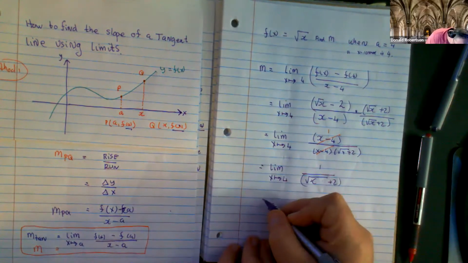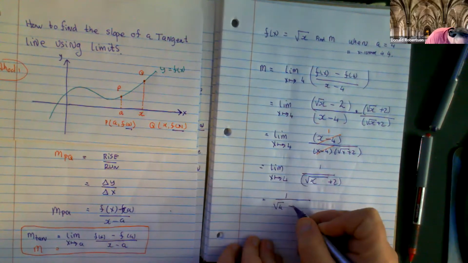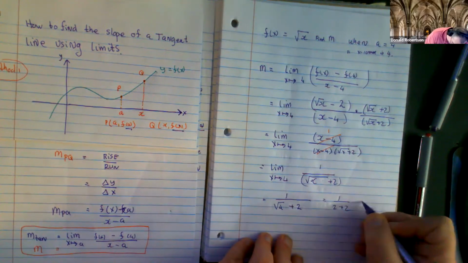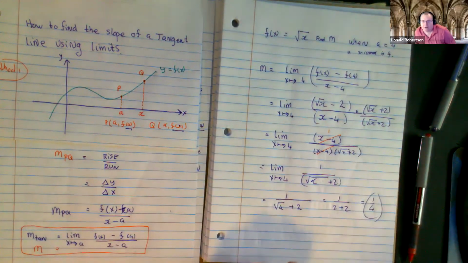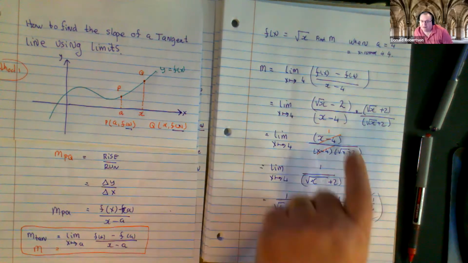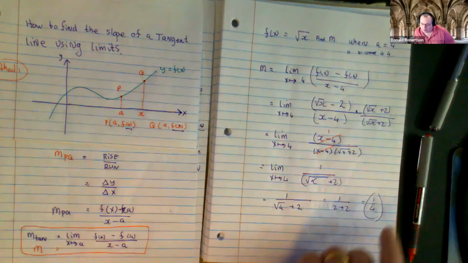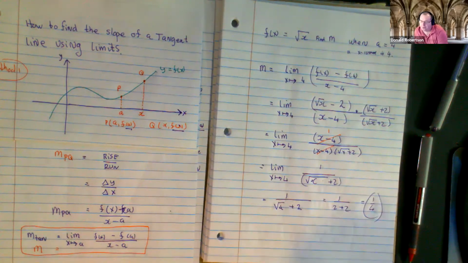And we can put in x is 4 now. So square root of 4 add 2, 1 over 2 add 2. There you go. We have just found the slope of the tangent line to this curve when the x coordinate is 4. And the answer happens to be exactly 1/4.